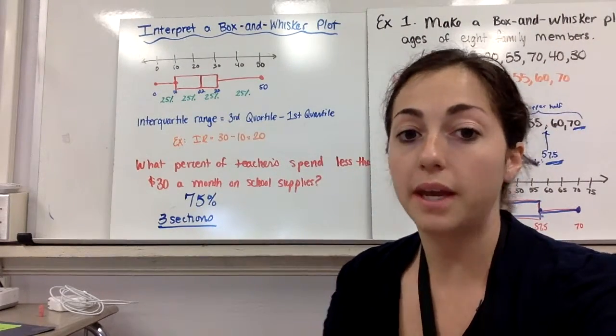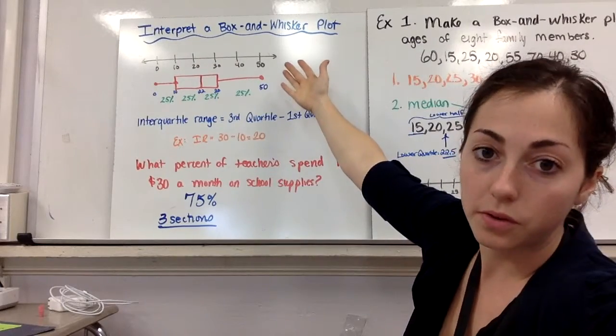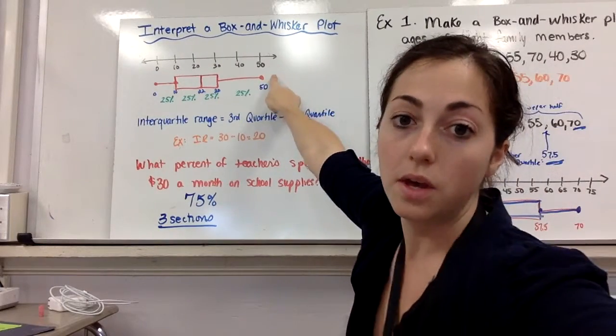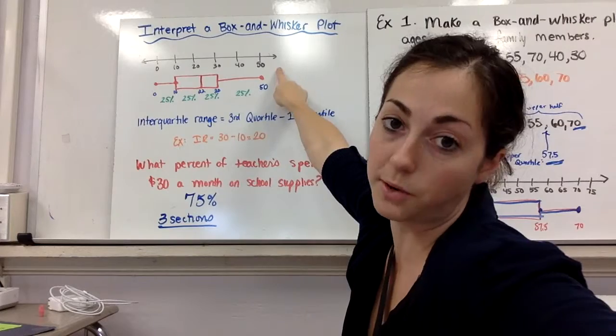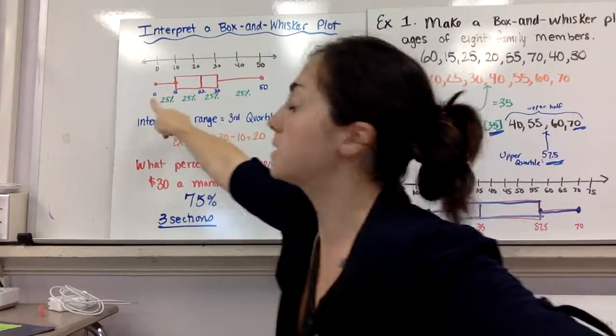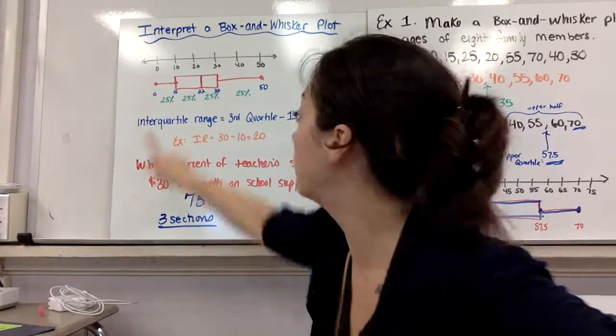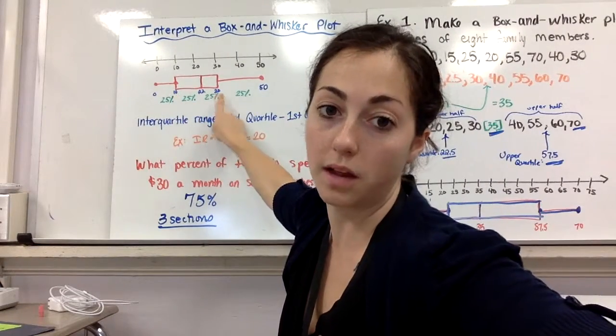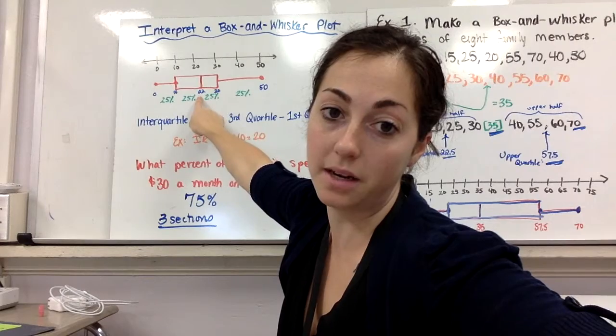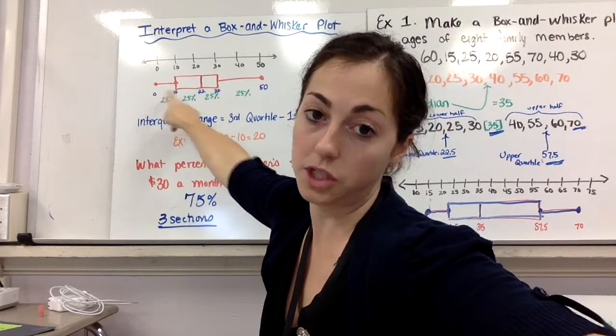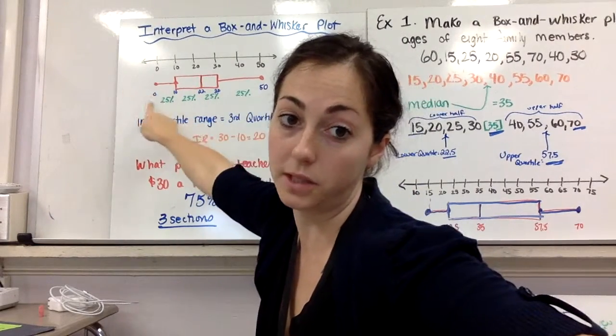So I just drew an example here. Quickly draw this example. We have a number line. I went by tens from 0 to 50. And then I have a box and whisker plot that has a lower quartile of 10, an upper quartile of 30, a median of 22, and my largest number is 50, and my smallest number is 0.